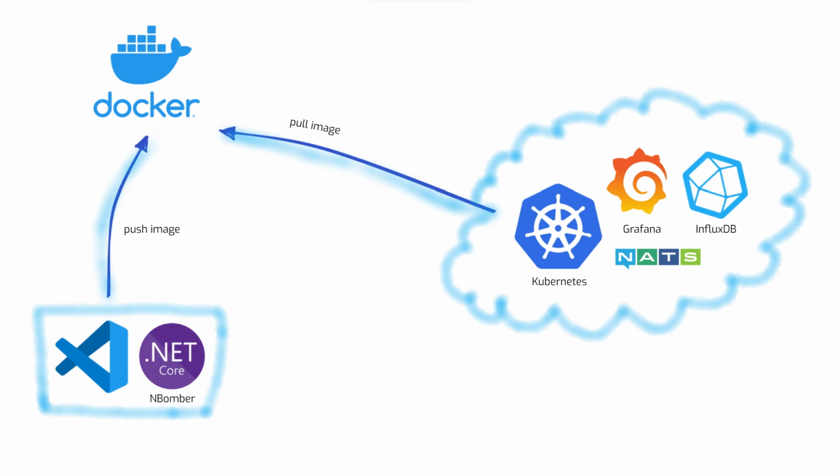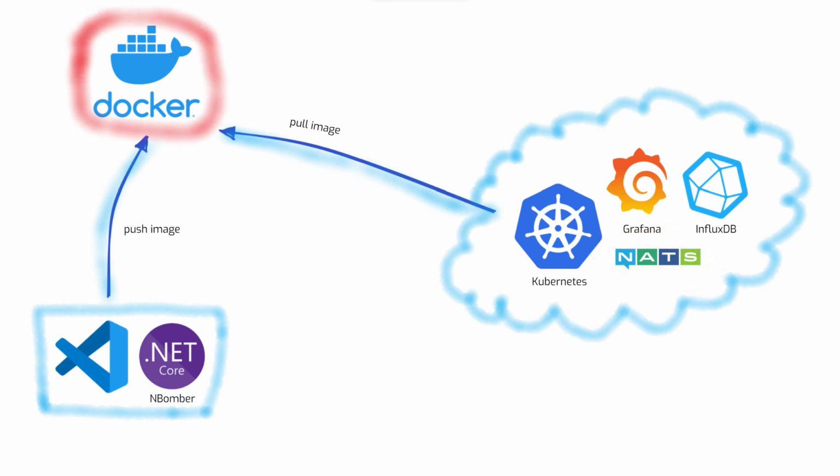For hosting, we use Kubernetes, and it's easy to get on any cloud. For real-time reporting, we use InfluxDB and Grafana. So InfluxDB is used to store metrics and Grafana to display them. And for internal messaging inside NBomber Cluster, we use NATS Message Broker.